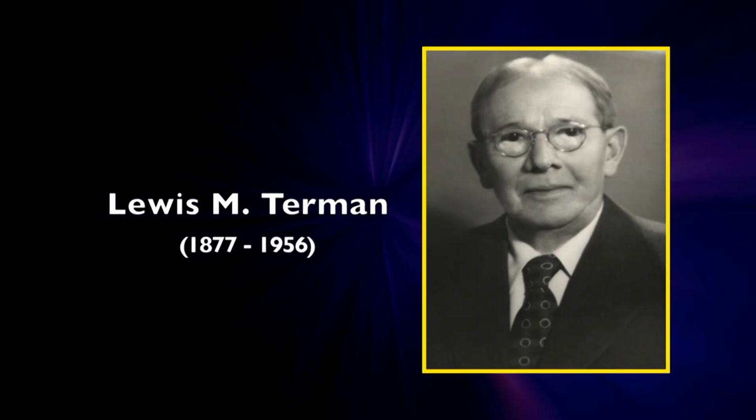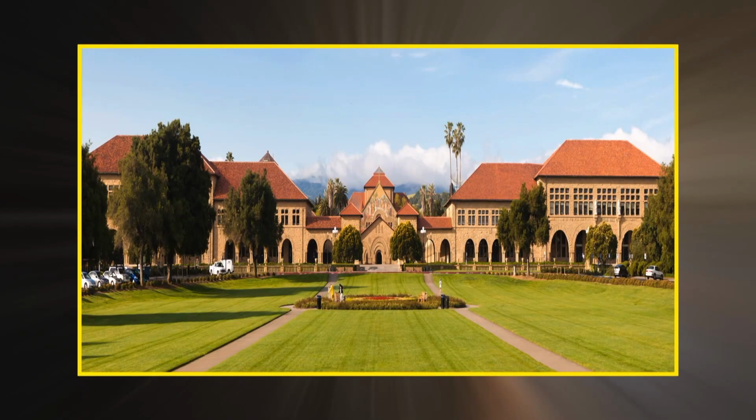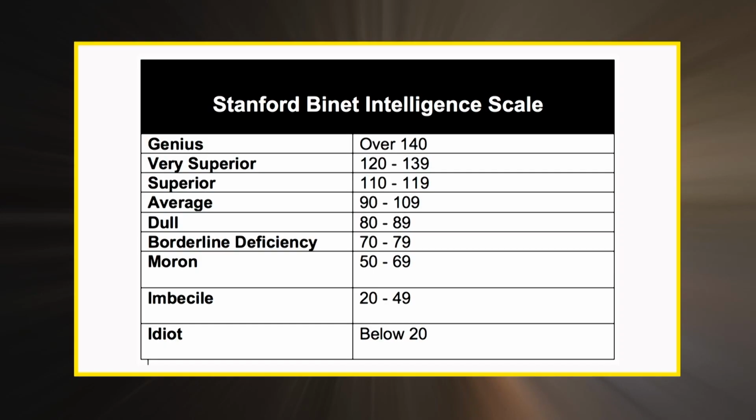Lewis M. Terman, a psychologist at Stanford University, was one of the first to create a version of the test for the people in the United States, naming the localized version the Stanford Binet Intelligence Scale. Terman used the test not only to identify children with learning difficulties, but also to find children and adults who had above average level of intelligence.